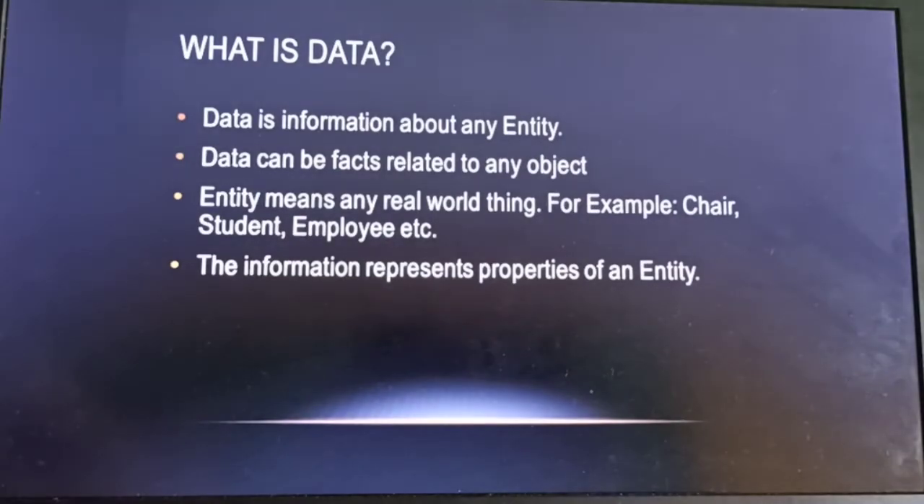What is data? Data is the information about any entity. Data can be facts related to any object. Entity means any real world thing, for example, chair, student, employee, etc. The information represents properties of an entity. For example, if we have entity student, then the student entity has properties like roll number, name, address, phone numbers, marks, percentage, etc. Data is a collection of facts stored in the database.